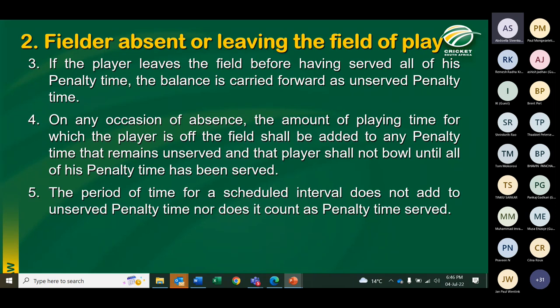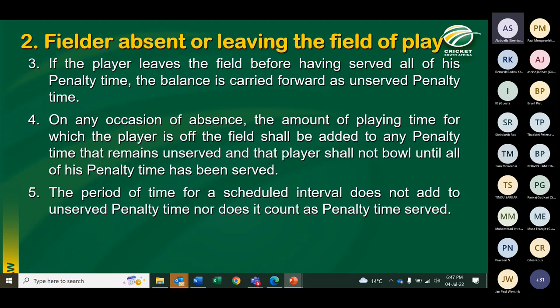Example, let's say lunch is at 12 o'clock. Johnny left the field at 11:40. Lunch is at 12 o'clock. So at lunchtime, how much penalty time does Johnny owe us? He owes us 20 minutes. From 11:40 till 12 o'clock is 20 minutes. So at the start of lunchtime, Johnny owes us 20 minutes.